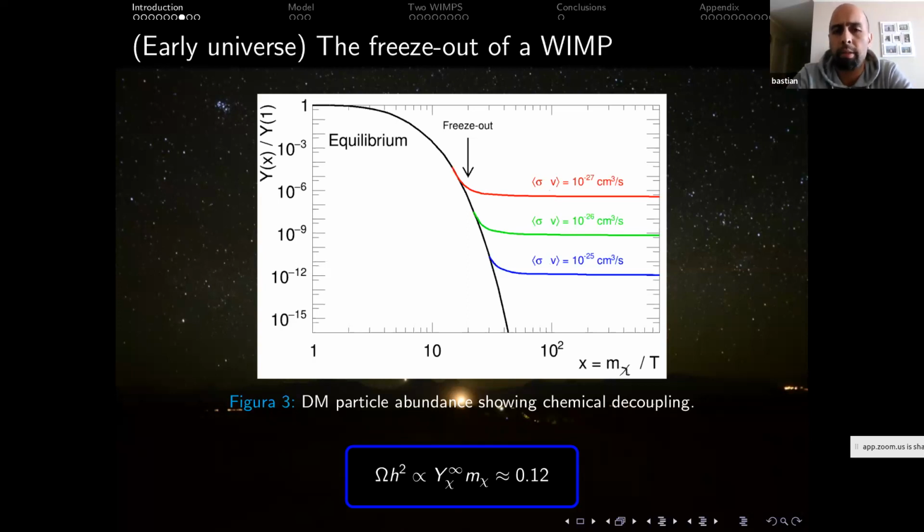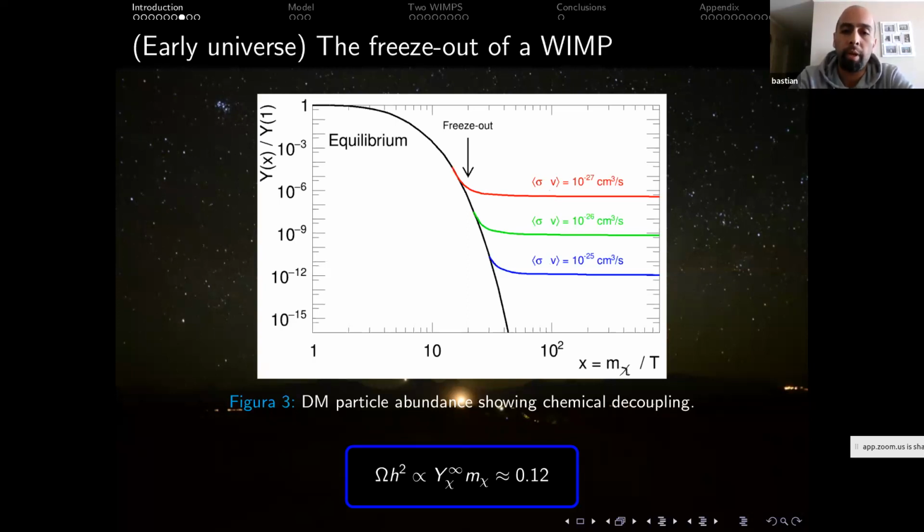abundance. But at some point, when the interactions are not strong enough to compete with the Hubble expansion, you have what is called the freeze-out, and the abundance starts to deviate from the equilibrium. And the other message from here is that, as you can see with the colors, the bigger the cross section, the lower the final abundance that you obtain.